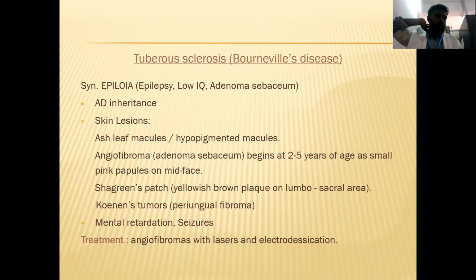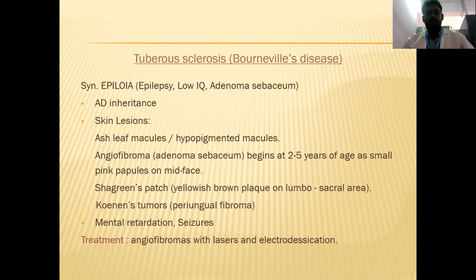Tuberous sclerosis is also known as epiloia, that is epilepsy, low IQ, and adenoma sebaceum. It is also known as Bourneville disease. It has an autosomal dominant inheritance. It has skin lesions such as ash leaf macules or hypopigmented macules. Along with that, it also has angiofibromas or adenoma sebaceum over the mid-face. Then Shagreen patch, a yellowish brown plaque in the lumbosacral region.